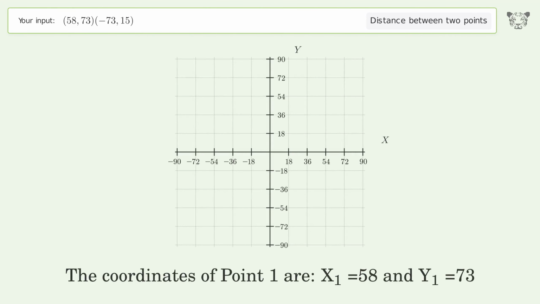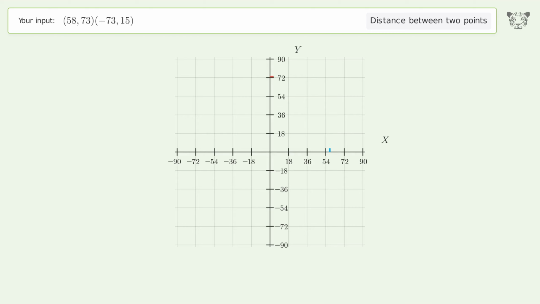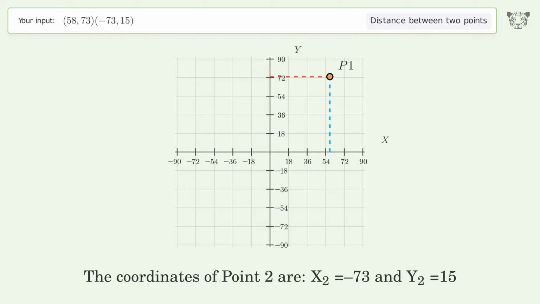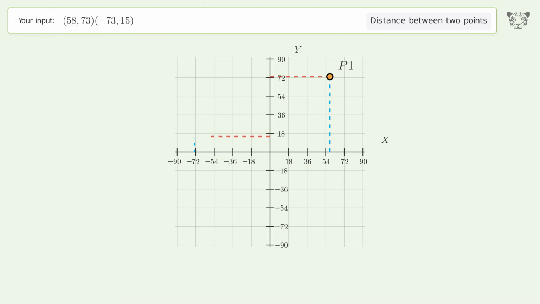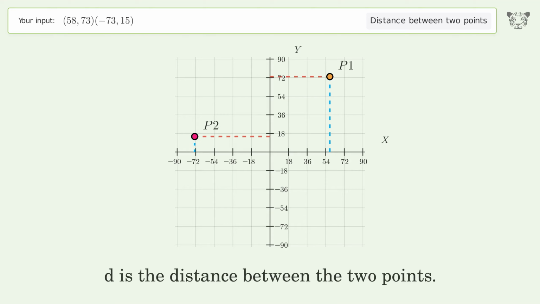The coordinates of point 1 are x1 equals 58 and y1 equals 73. The coordinates of point 2 are x2 equals negative 73 and y2 equals 15. D is the distance between the 2 points.